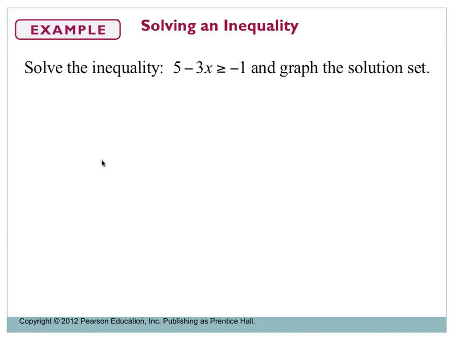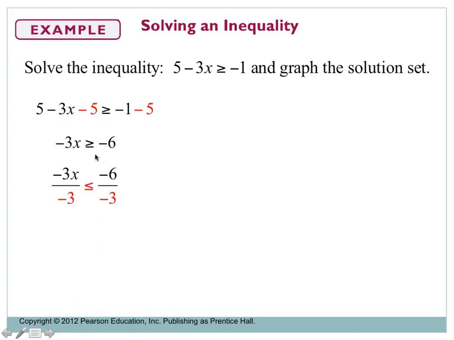Okay, so let's solve an inequality here. Let's say we have 5 minus 3x is greater than or equal to negative 1. So we solve this just like we would solve an equation. We're trying to get x by itself. Preferably, we would like to leave x on the left-hand side just because it's a little easier to read. So we're going to subtract 5 from both sides so that we get rid of this. So we're left with negative 3x is greater than or equal to negative 6. Divide both sides by negative 3. Now, when you divide by the negative, you need to flip the inequality. So what you're left with is x is less than or equal to 2.